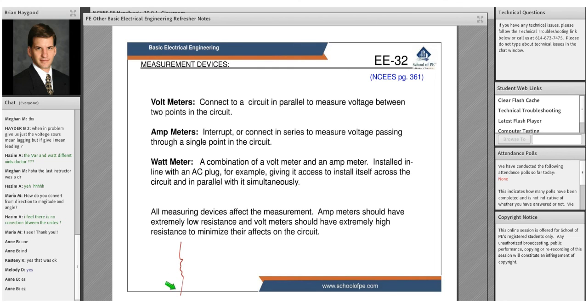So if I'm trying to measure voltage drop across this resistor, if I connect something here, I am connecting whatever the resistance of this meter is. That better be really, really high. Otherwise, it's going to change what I'm trying to measure.